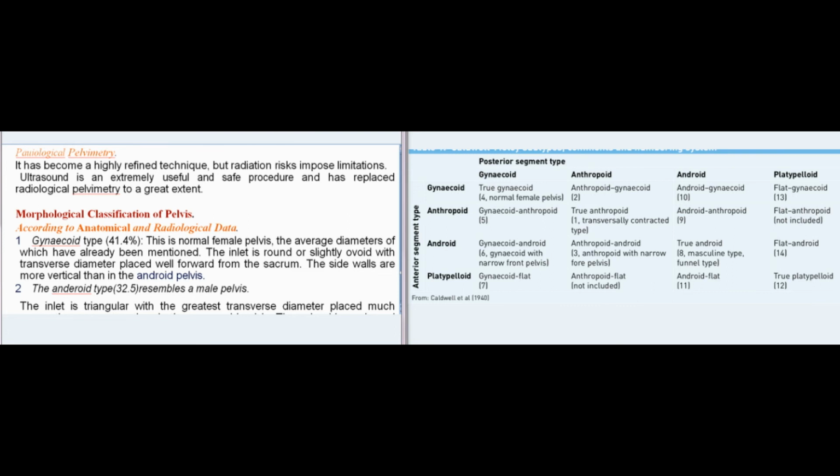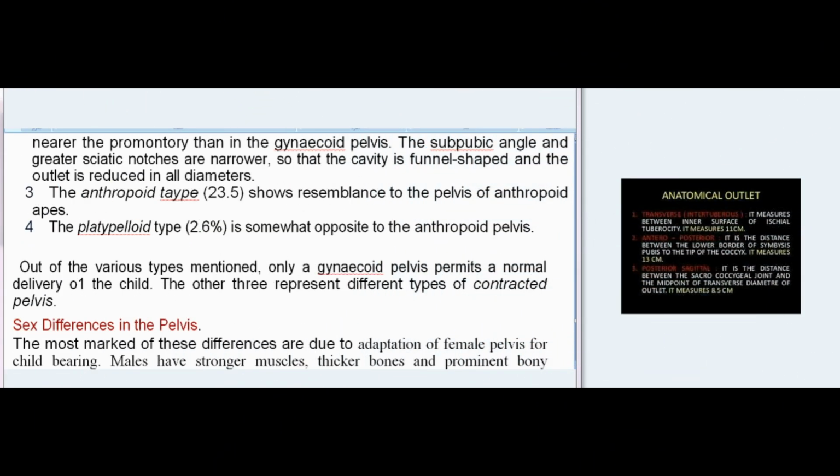2. The android type, 32.5%, resembles a male pelvis. The inlet is triangular with the greatest transverse diameter placed much nearer the promontory than in the gynecoid pelvis. The subpubic angle and greater sciatic notches are narrower, so that the cavity is funnel-shaped and the outlet is reduced in all diameters. 3. The anthropoid type, 23.5%, shows resemblance to the pelvis of anthropoid apes.